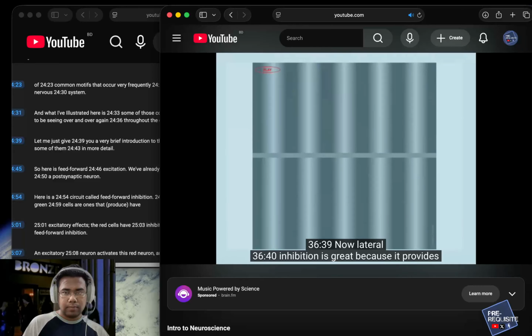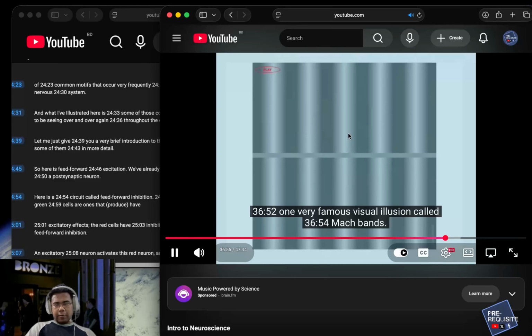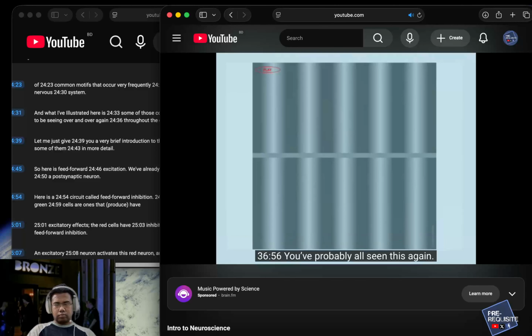because it provides us with this edge enhancement. But it also has a problem, and it leads to a so-called visual illusion. And there's one very famous visual illusion called Mach bands. You've probably all seen this again.